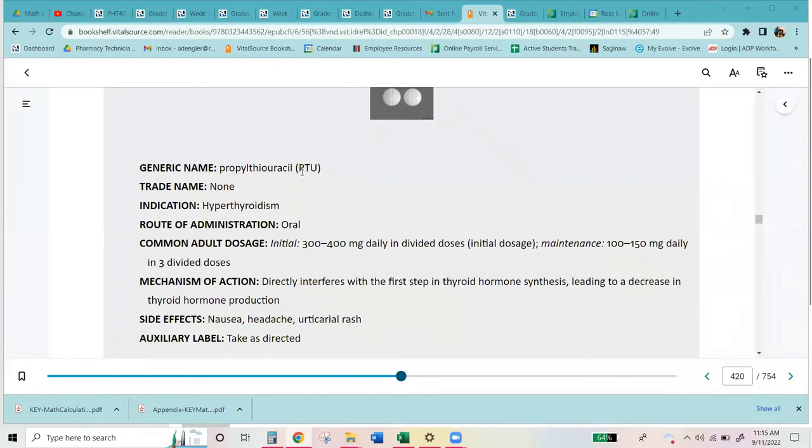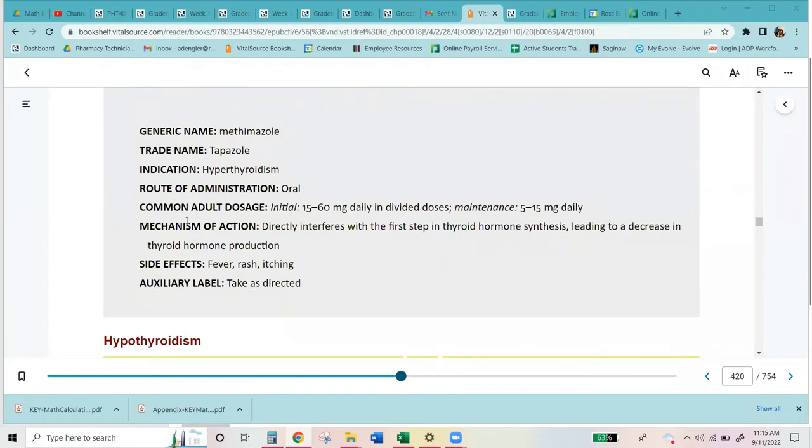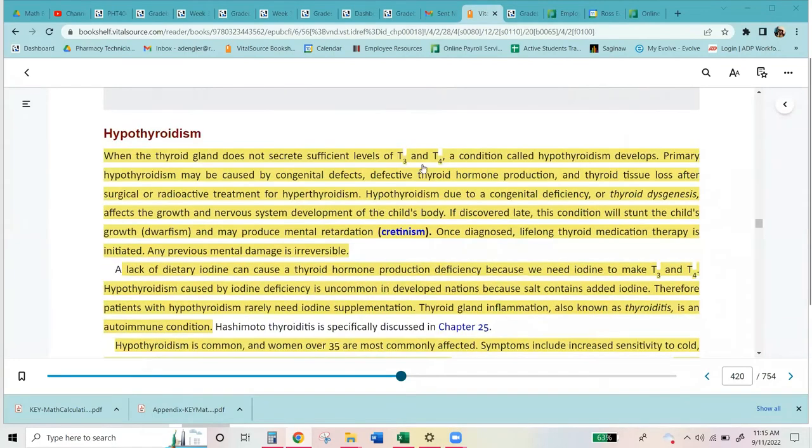The medication, which we abbreviate as PTU, you can see why, is a medication indicated for hyperthyroidism. There's also the medication Tapazole, which the generic is methimazole, and that is given for hyperthyroidism as well. When the thyroid gland does not secrete sufficient levels of T3 and T4, a condition called hypothyroidism develops. So hyper means overactive thyroid, and hypo means underactive. So hyper is high, hypo is low. That's how I always remember it.